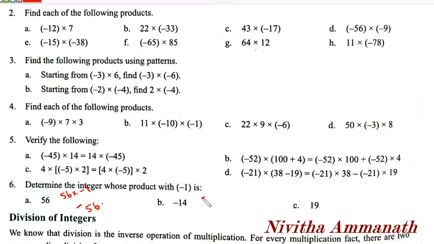So here minus 14 into minus 1. So negative into negative, that is positive. Then 14 into 1, 14. So the answer will be simply 14. Now the next question is 19 into minus 1. One is positive and one is negative. So the answer will be negative only. So 19 into 1, 19. So which is the answer? Minus 19 only.